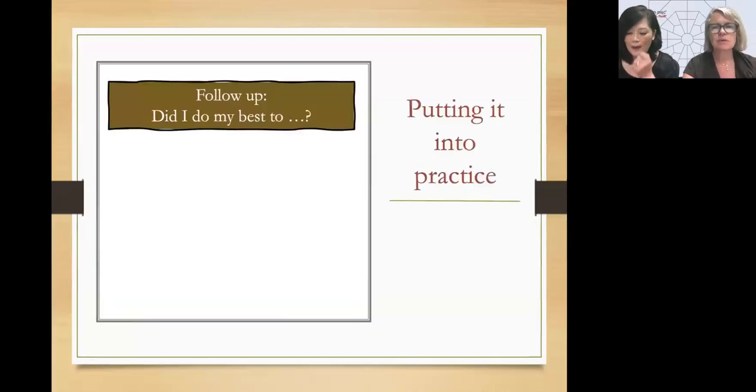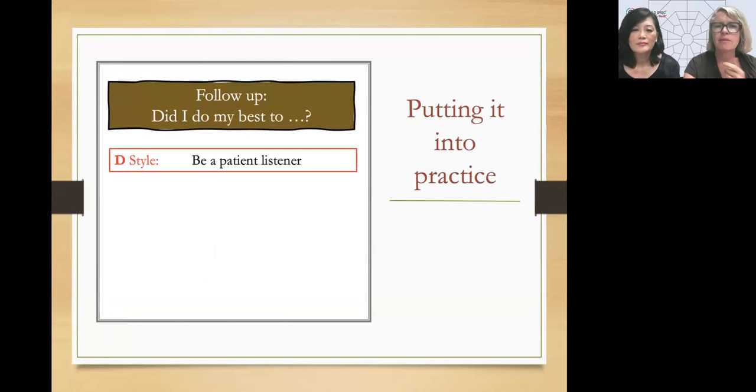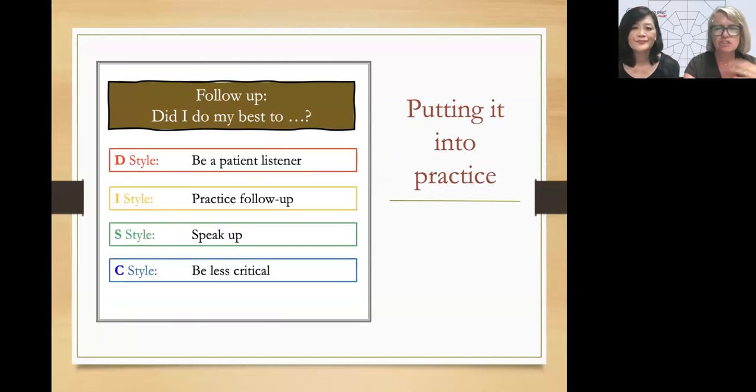This is the last one that I think is an easy one to apply DISC to the report. When people are sitting there in the class, get them to pick one behavior. I've got a few examples here, depending on the style. Did I do my best to, and track it for a week? Get an accountability partner. Say you have a D style. Maybe it's, did I do my best to be a patient listener? Did I do my best, I style, to practice follow-up? Did I do my best, S style, to speak up? Did I do my best, C style, to be less critical? They can add, did I do my best to be the fountain, not the drain? Whatever they want on the do my best.